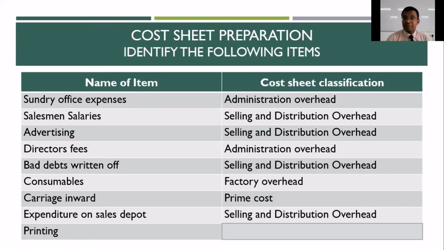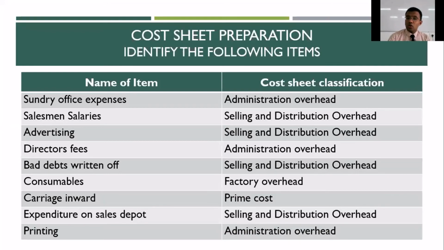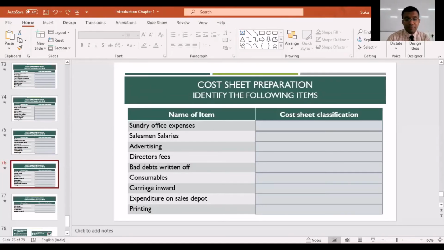Expenditure on sales depot. So you may have a sales depot, and you may have some expenses over there. It's a part of your selling and distribution overhead. Last one is printing. This would be a part of your administration overhead. So I think most of you must have got this answer by now.